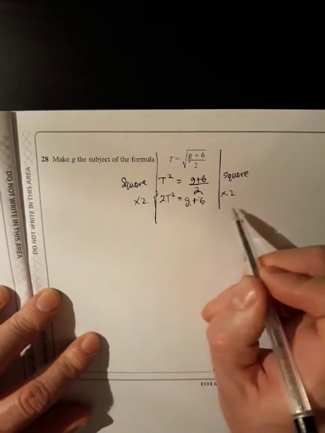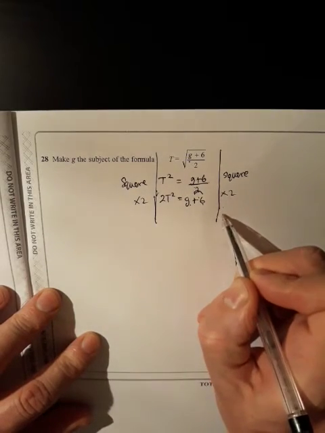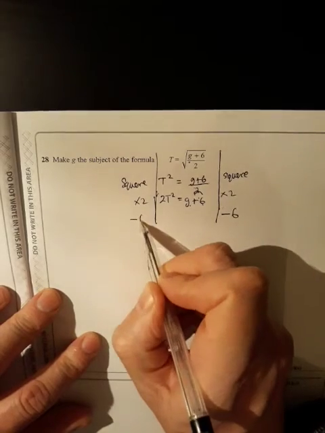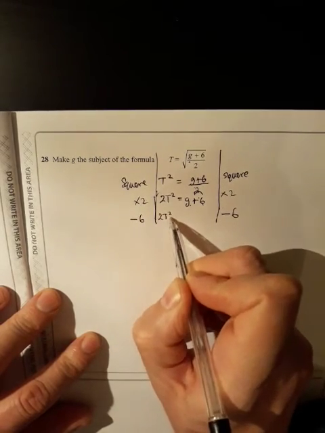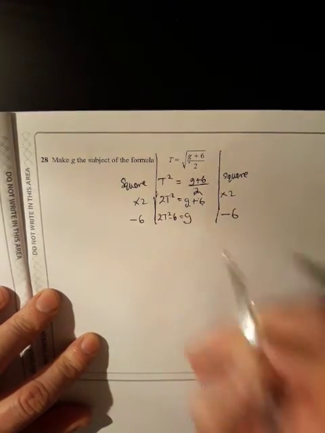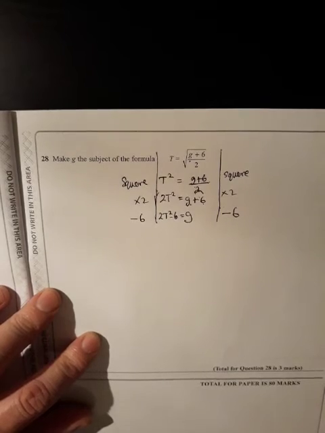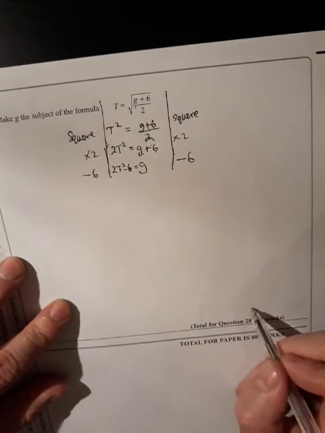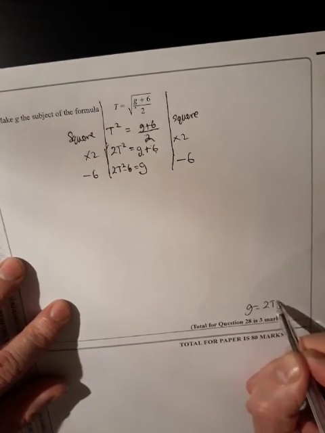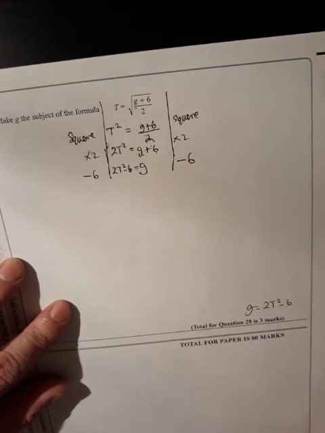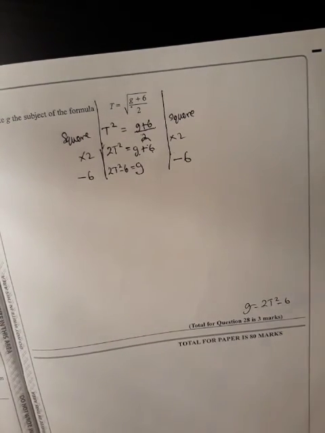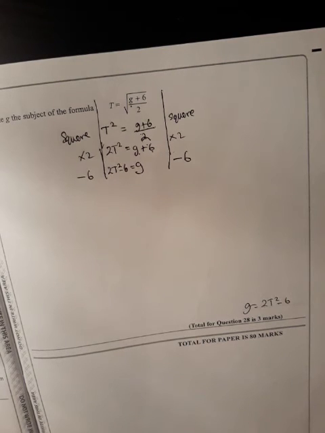You can see that g has been stopped from being on its own by that plus 6. So I'm going to subtract 6 from both sides. 2t squared subtract 6 equals g. And that's it. I mean, we could write it down here as g equals 2t squared minus 6, but pretty much that's the correct answer. And that is the end of the paper.